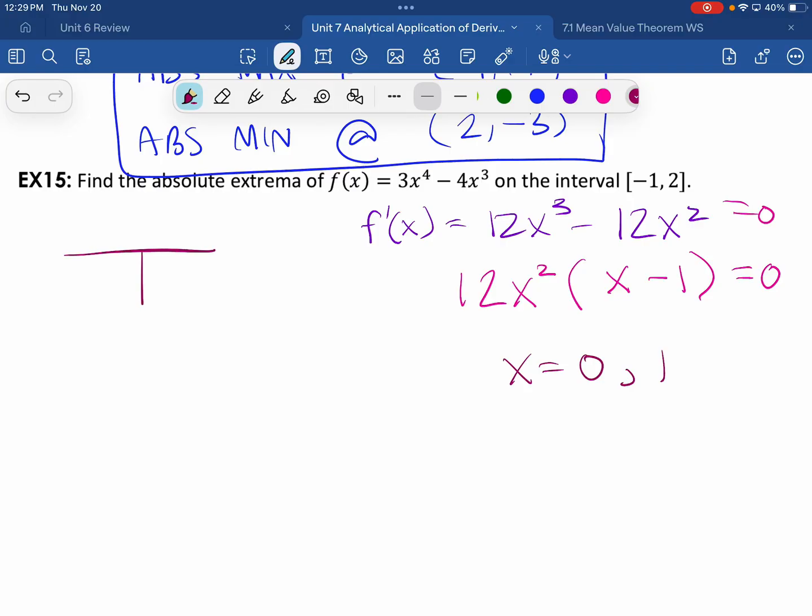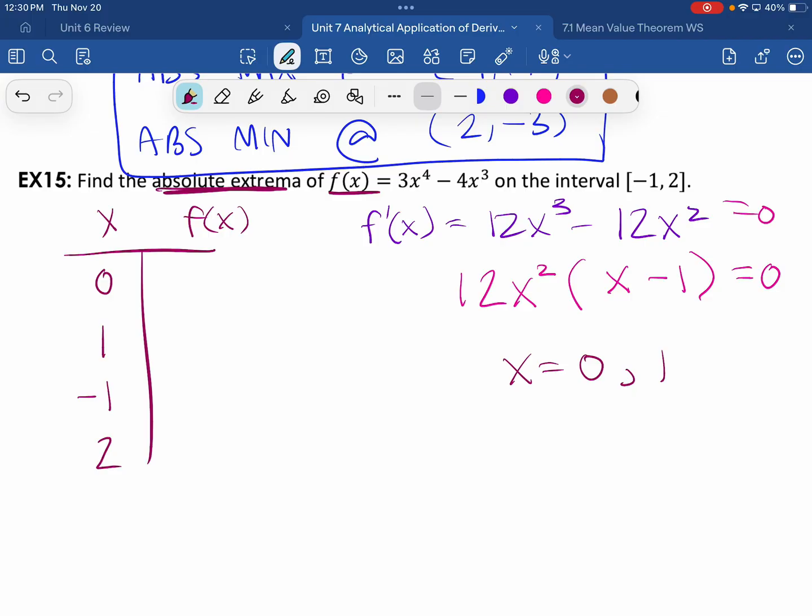And so on my table, I'm going to put 0 and 1, and the endpoints -1 and 2. We're plugging them back into the original because I want the absolute extrema of f. So I'm going to plug them back into f to figure out which one is the very highest on f and which one is the very lowest. So when you plug 0 into f, what do you get? 0.